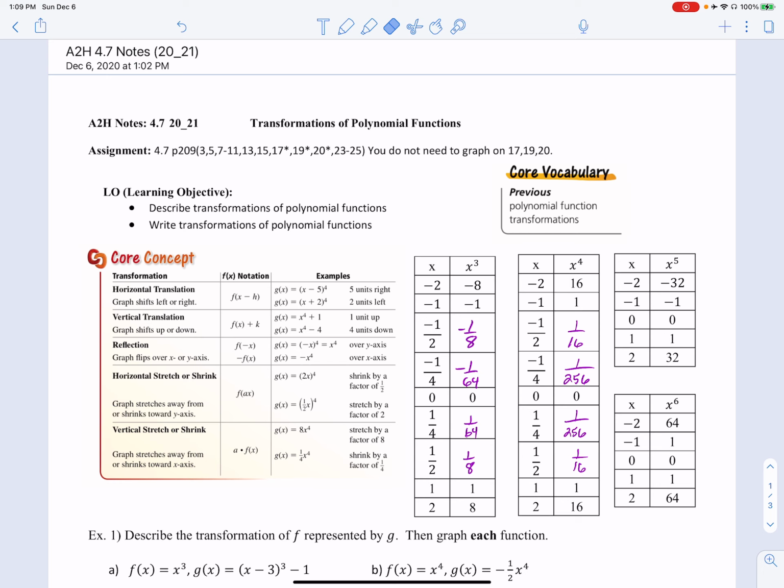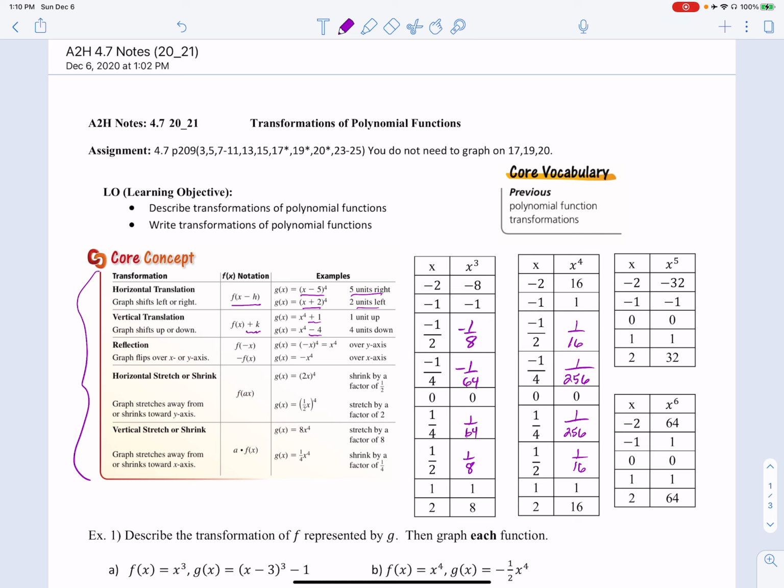And over here, these are transformations that we've seen before. If you have f of x minus h, it's going to go either to the right or to the left. So they show if it's x minus 5, you go 5 units right, versus if it's x plus 2, you're going to go 2 units left. And vertical translation, you have the plus k on the outside. And if it's plus 1, you go up 1 unit. If it's minus 4, you go down 4 units.